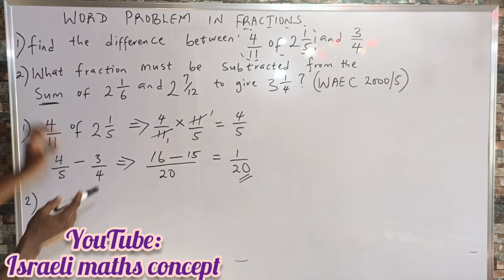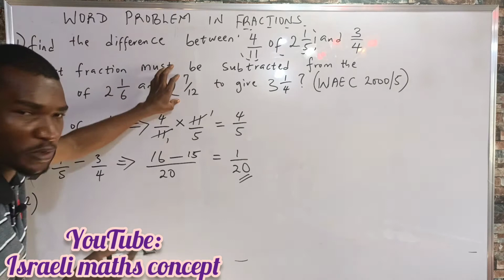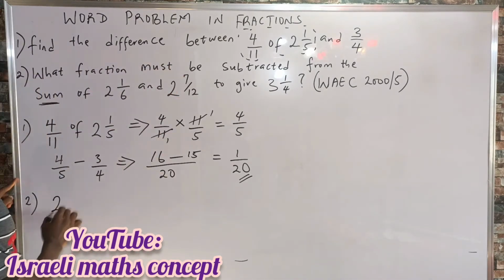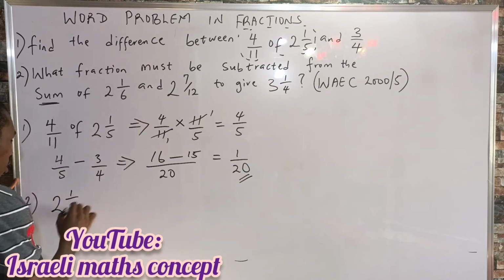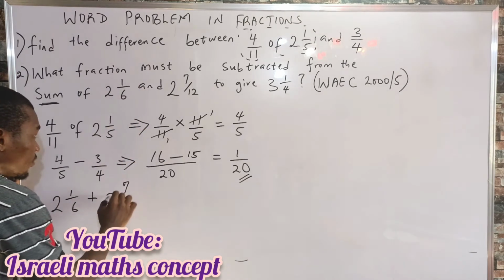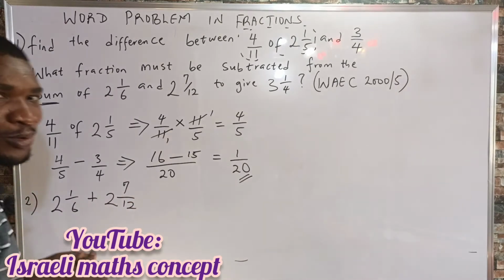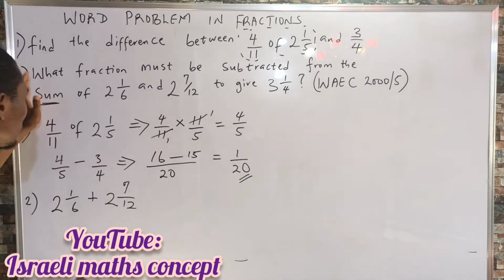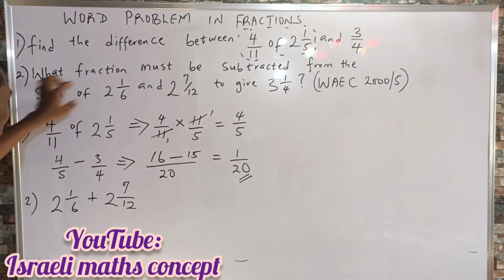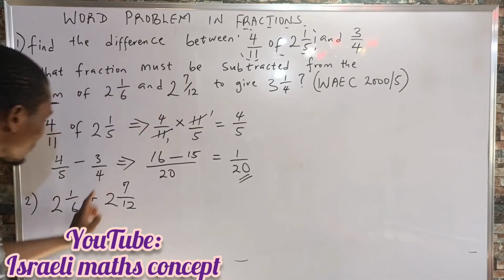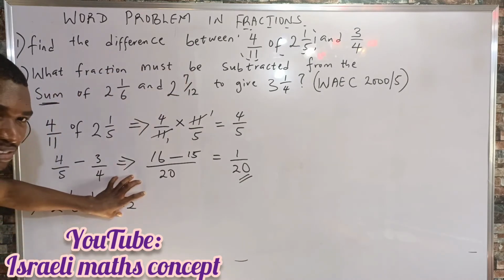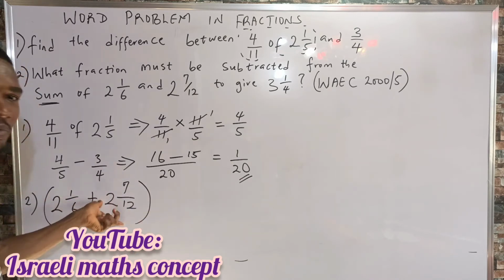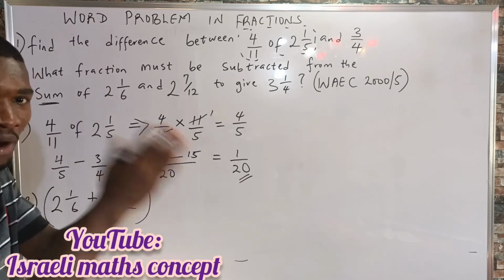So first of all, let's add these two values because of this term, sum. So we have 2 whole number 1 over 6 plus 2 whole number 7 over 12. What I did exactly is to interpret the meaning of this term. The sum of this and this is the same thing as this plus this. So let me group them together, because when we solve both of them, it will turn into just one value or one fraction.